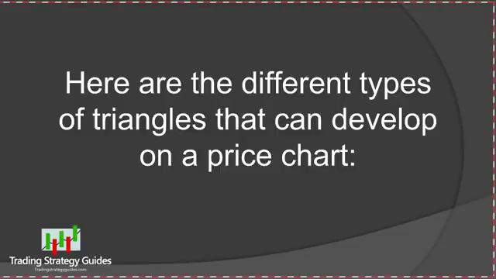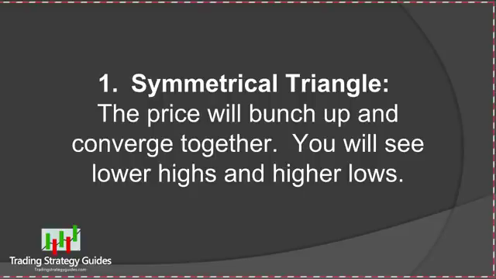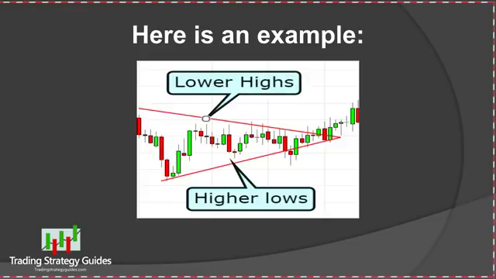Alright, so here are different types of triangles that can develop on a price chart. The first one is a symmetrical triangle. The price will bunch up and converge together. You'll see lower highs and higher lows. And here's a picture of it, right? In this case, you see the price is moving up and down. What we're looking for is, in this case, the price broke out. We're looking for the price to break out. But this is how you draw your triangle, like that, right? And that's called a symmetrical triangle.